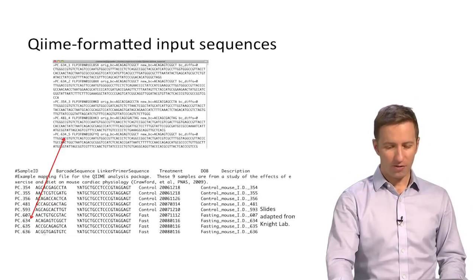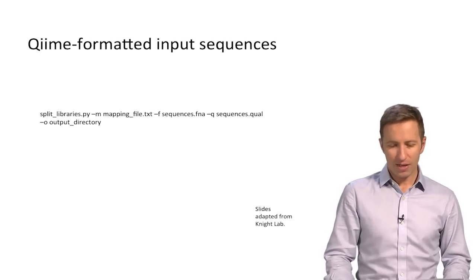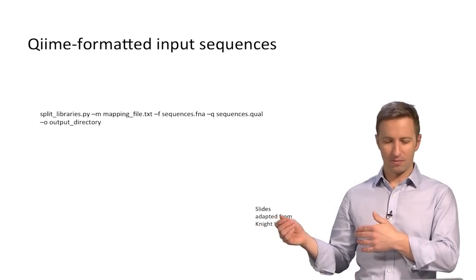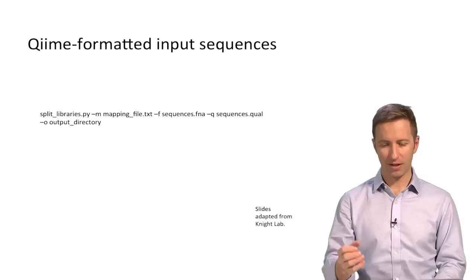So those are the sequence identifiers there that came from the mapping file. And then the way you get this is the split libraries command, passing in the mapping file and the FASTQ file or the FASTA and qual files.